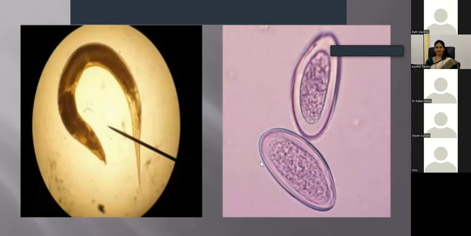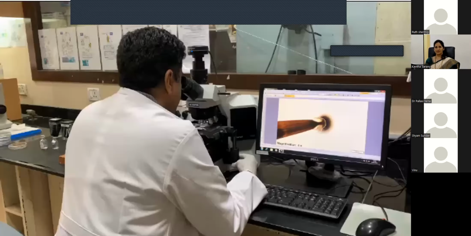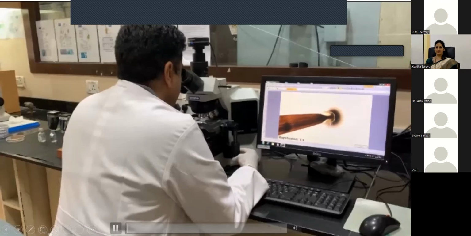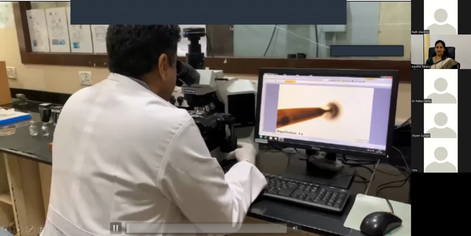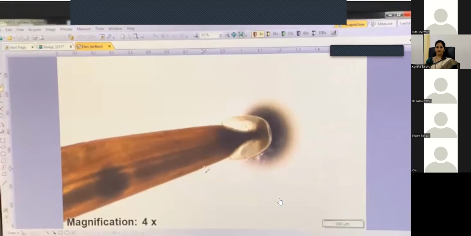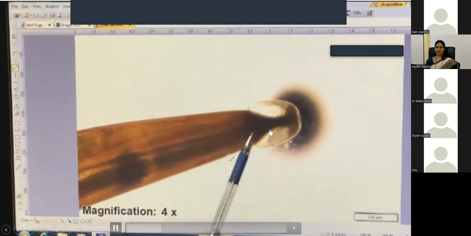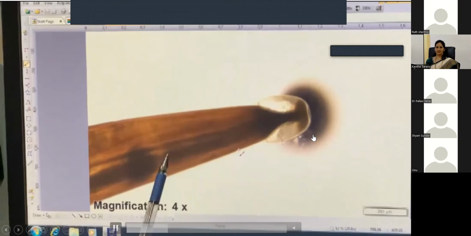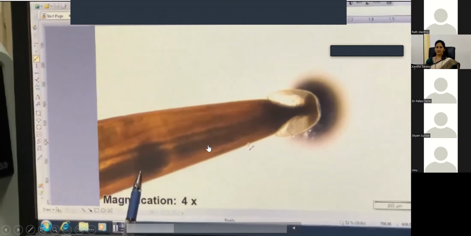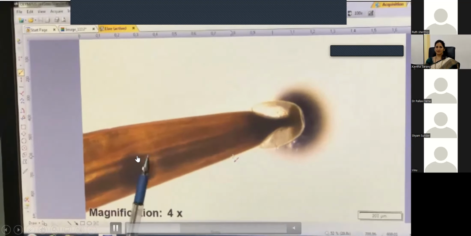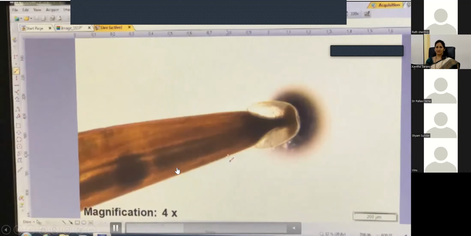You can see the eggs. The egg has one flattened end, and the other end is convex. So it is a case of pinworm. Here, I'm trying to focus the pinworm for the participants, and then we have made the video. If you see the anterior end of the pinworm, it has a cephalic extension. And if you see the middle part, you can see the esophagus. Okay, double bulb esophagus, right?